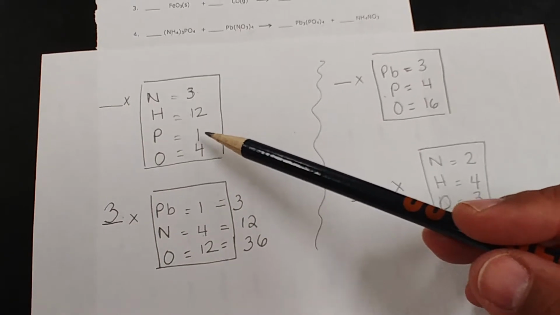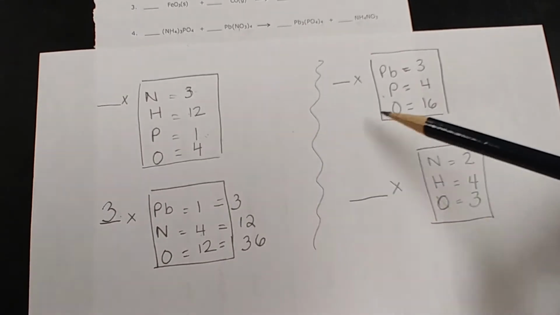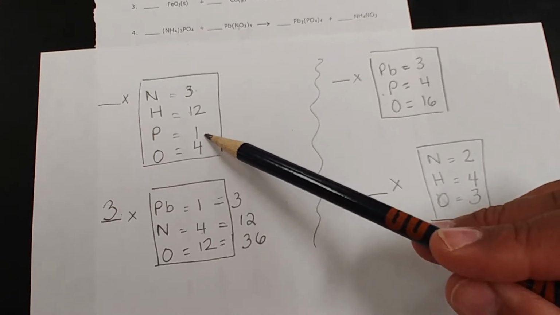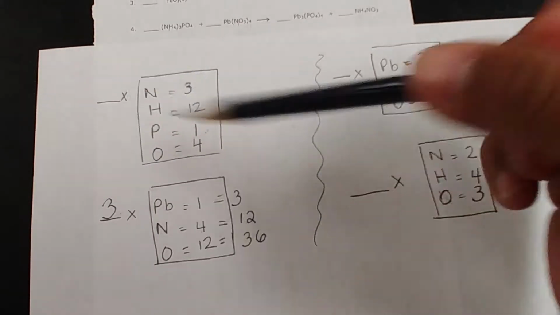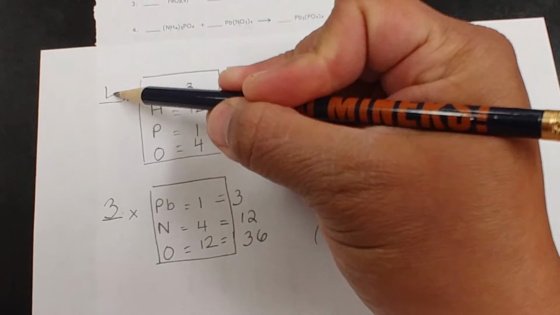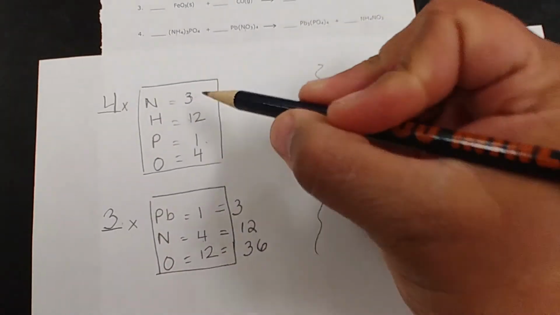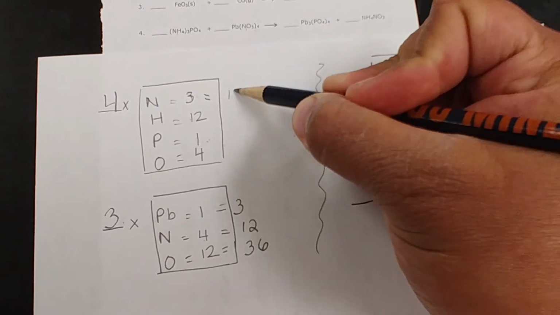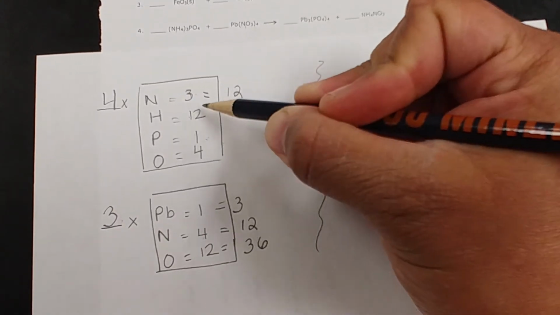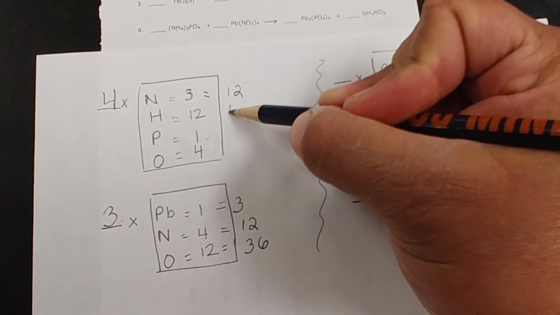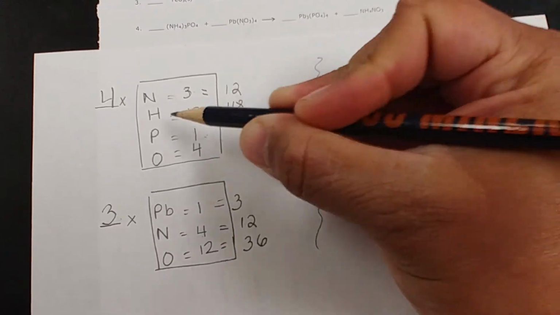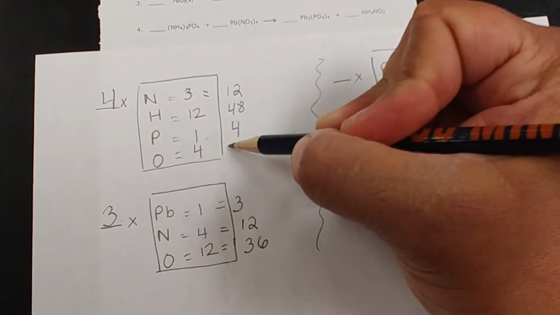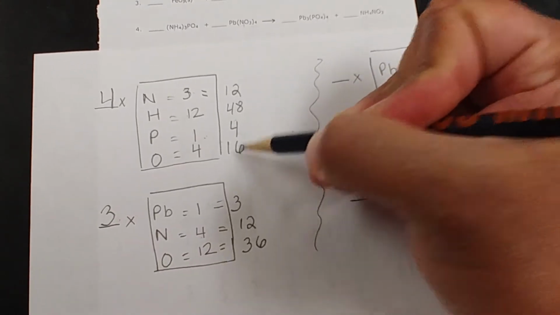Okay, so there's 1 on the side of the reactants and 4 on the side of the products. So to make this into 4, I'm going to multiply it into 4. So that's why I'm going to choose 4 as my coefficient. This 4 will multiply with all the numbers inside the box. So that's going to make it 12 nitrogens. 4 times 12 is 48 hydrogens. 4 times 1 is 4. And 4 times 4 is 16.